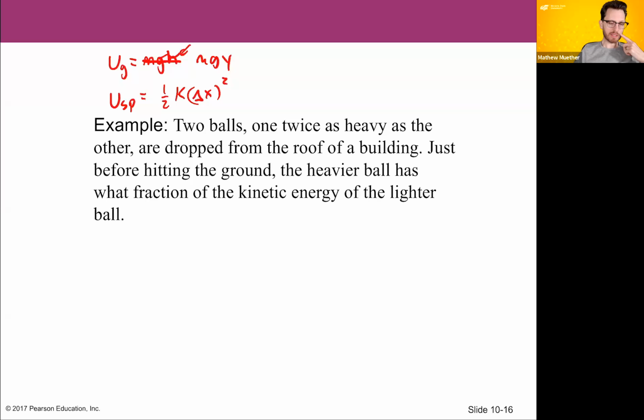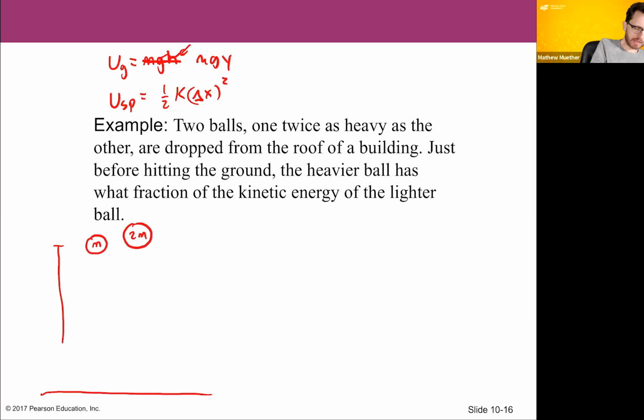Just before the two objects hit the ground, the heavier ball has what fraction of the kinetic energy of the lighter ball? So how will the kinetic energies compare? Let's make a quick diagram. We have one ball that's mass m, and another ball that's twice as massive. They're going to start at some height h above the ground. This is the initial condition of the system, and they're both going to start at rest, so the initial velocity equals 0.